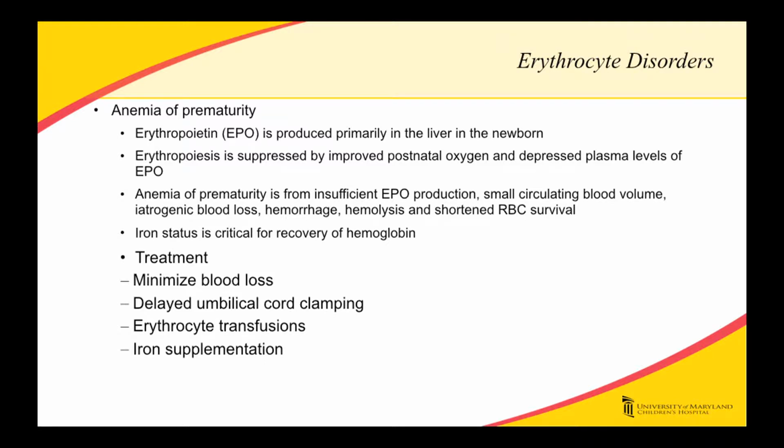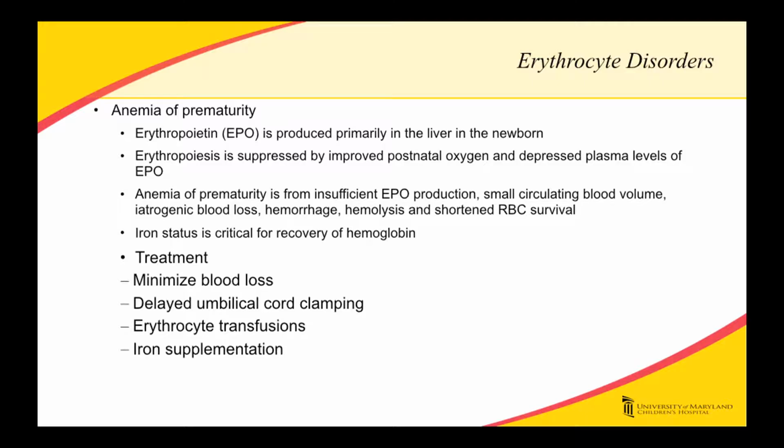So very common to see in our neonatal intensive care unit is anemia of prematurity. And erythropoietin is produced primarily in the liver in the newborn. So erythropoiesis is suppressed by improved postnatal oxygen and depressed plasma levels of erythropoietin. So anemia of prematurity is from insufficient EPO production, small circulating blood volume, iatrogenic blood loss, hemorrhage, hemolysis, and shortened red blood cell survival. Iron status is also very critical for recovery of hemoglobin.